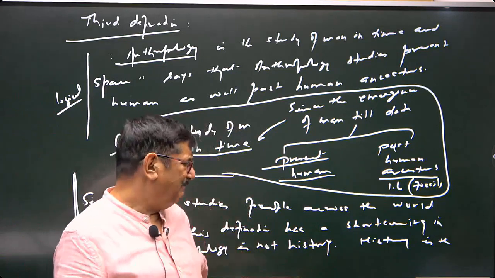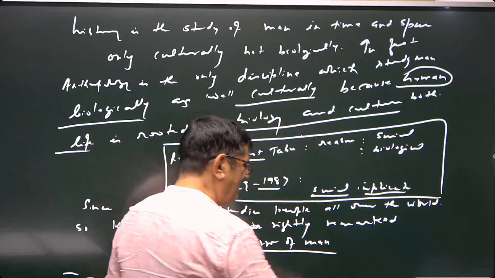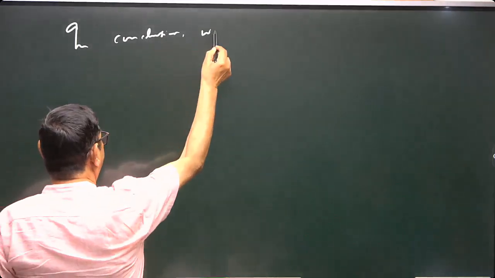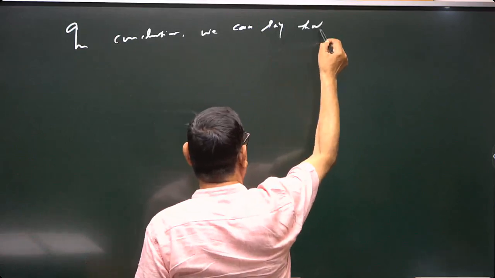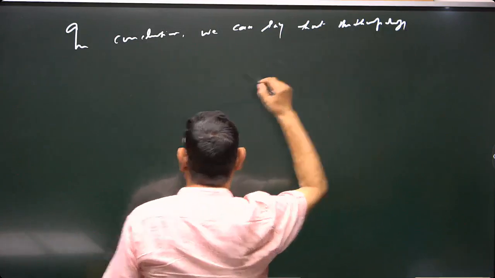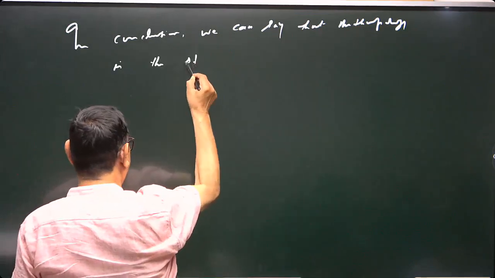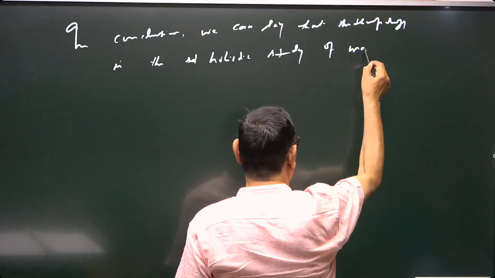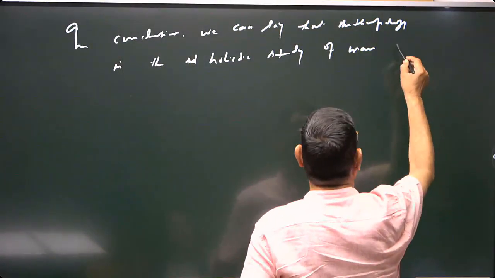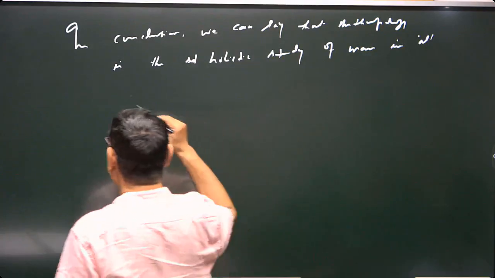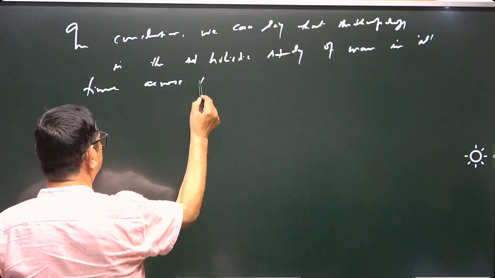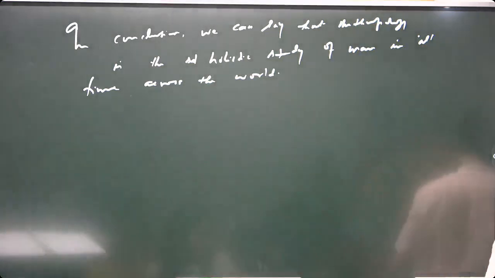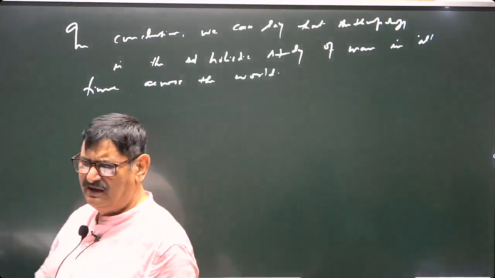And in the last, we will make a conclusion. In conclusion, we can say that anthropology is the holistic study of man, in all time, across the world. So this is what anthropology is about.